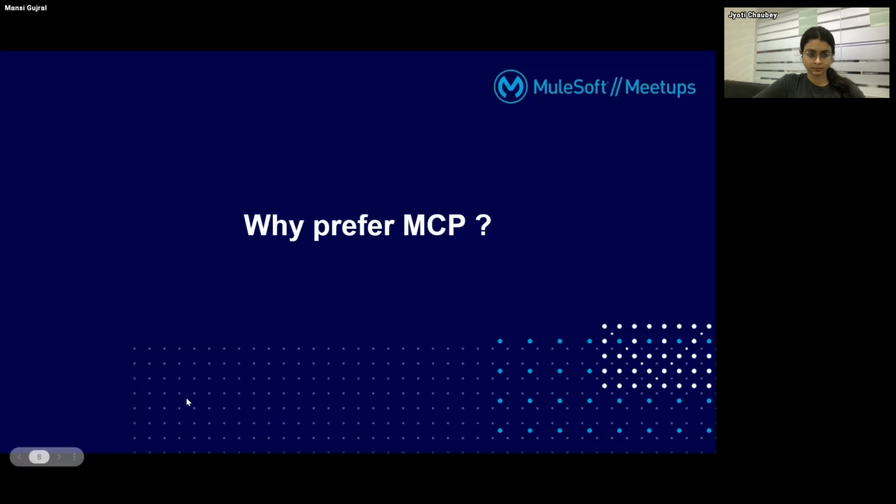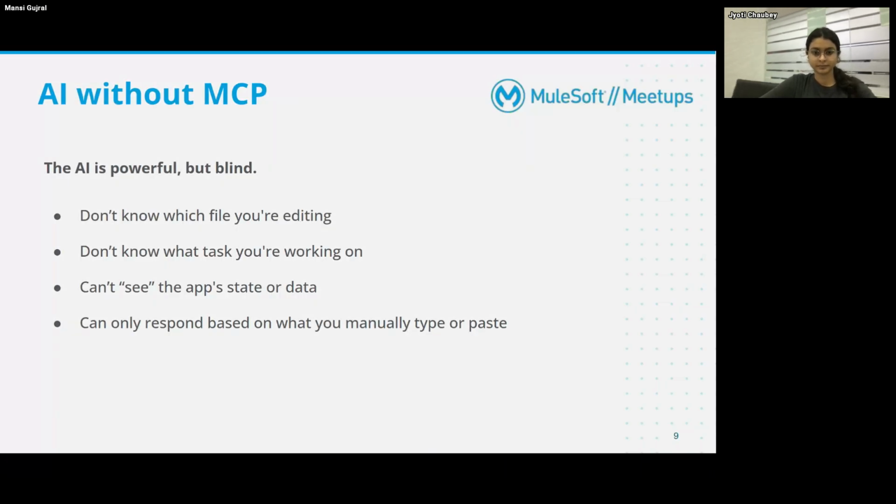Then going ahead, why we prefer MCP. As we see in the statement here, AI is powerful but blind. This basically means that LLM models have strong reasoning capabilities, but they don't know what we are working on unless we tell them explicitly that we are working on this particular topic and we want a solution for this. We have to tell everything explicitly to the AI models to get any solution for anything.